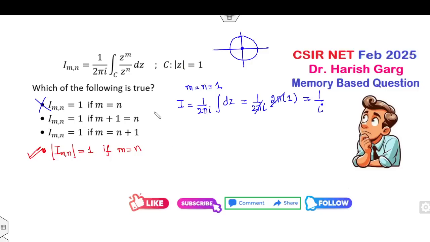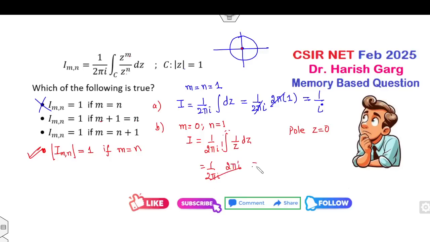Okay, look at the second option. This is a. m plus 1 is equal to n. So I can choose m is 0, n is 1. Equation satisfied. So then your I will be 1 over 2 pi iota. m is 0, so 1 over z. So what is the pole? Pole is 0, which lies inside this one. So the answer of this will be 2 pi iota. That is, 1 satisfied.